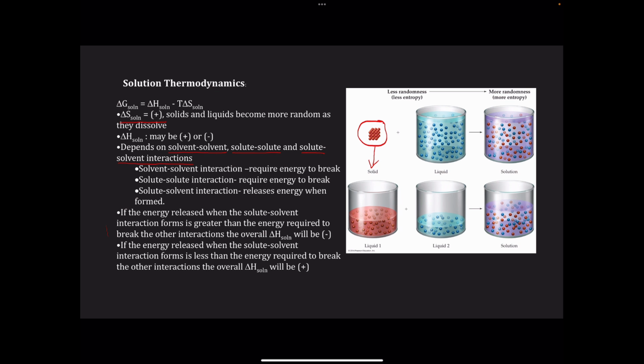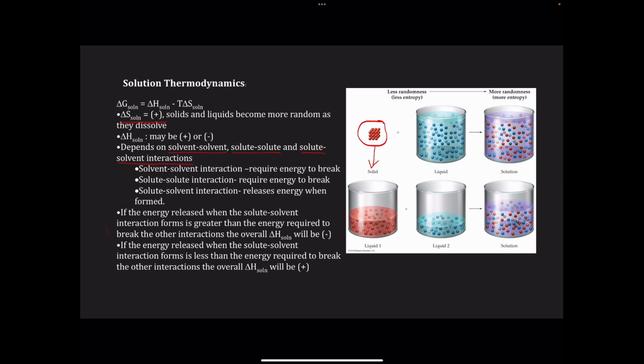The solvent-solvent interactions are what holds our solvent in its physical state. Solute-solute is what holds the solute in its physical state. The solute-solvent interactions will be what allows the two materials to mix. So to break the solvent-solvent interactions, it requires energy. To break the solute-solute interactions, it requires energy. It always requires energy to break attractions. But we've broken those attractions.